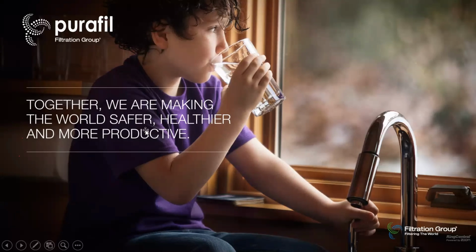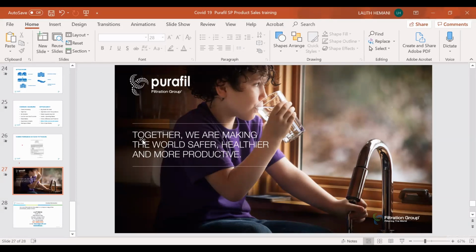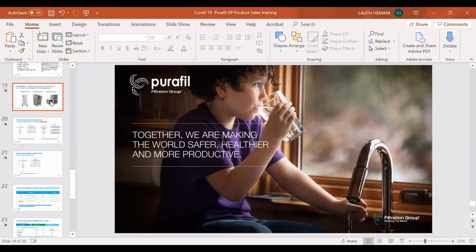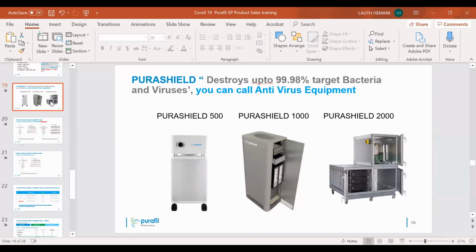Yeah, Mr. Hemant, what I'm asking is, PuraShield 500, 1,000 and 2,000 are different sizes, and what is the recommendation? Where can the 500 be promoted, and the 1,000 and 2,000? How do we understand and explain this to customers?